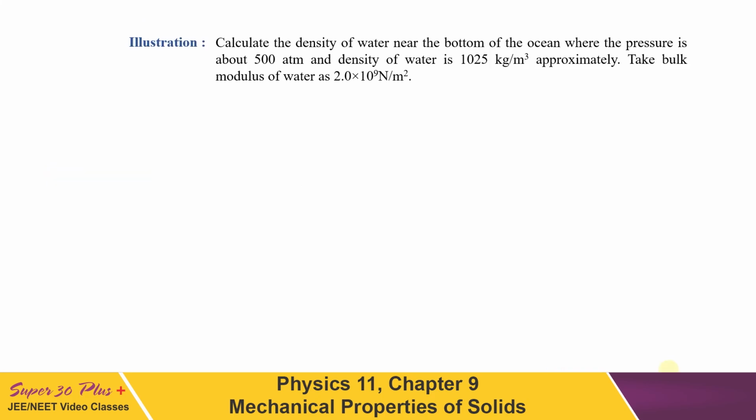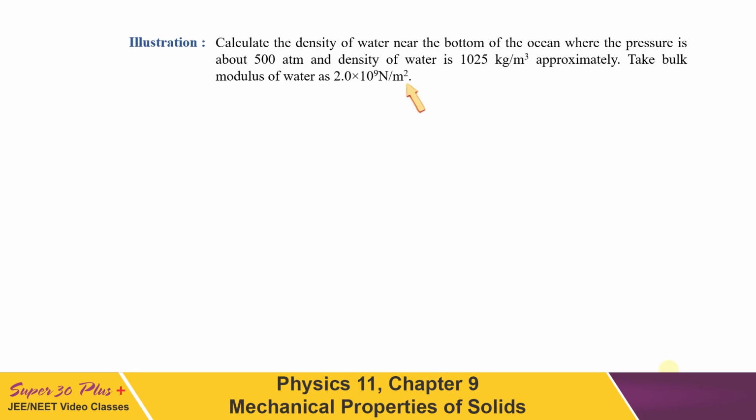Now let us take some illustrations based on this bulk modulus of elasticity. The first one is: calculate the density of water near the bottom of the ocean where pressure is about 500 atmosphere and density of water is 1025 kg per meter cube approximately. Take bulk modulus of water as 2 into 10 to the power 9 Newton per meter square.